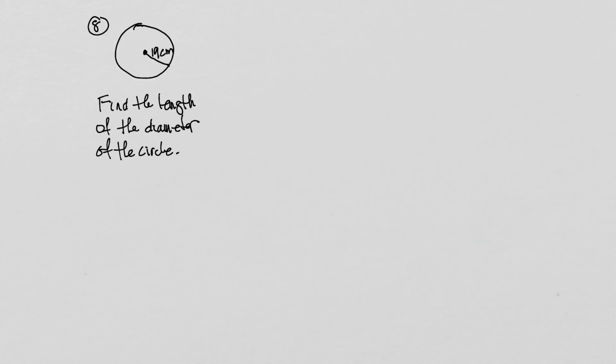In the last problem we're going to do here, we want to find the length of the diameter of the circle. Now apparently this is a radius line, and what we know is that the diameter is twice the radius. So we know this, that the diameter is 2 times the radius. So this diameter is going to be 2 times, there's calculator notation, 19 centimeters. So we're going to say that this diameter is 38 centimeters in length.